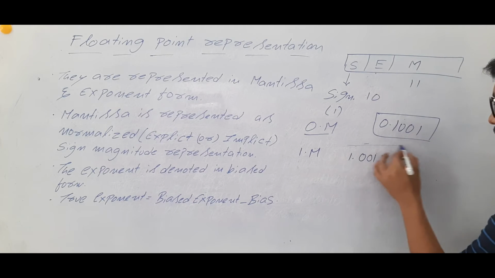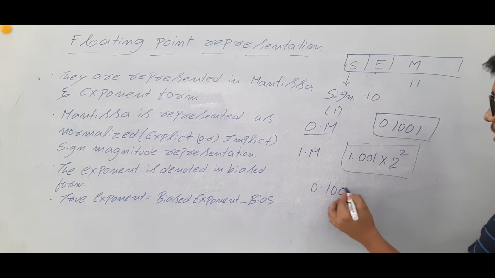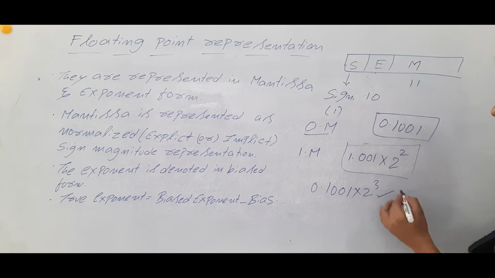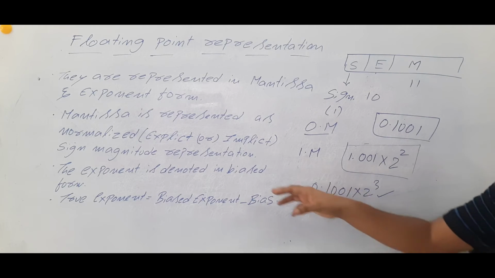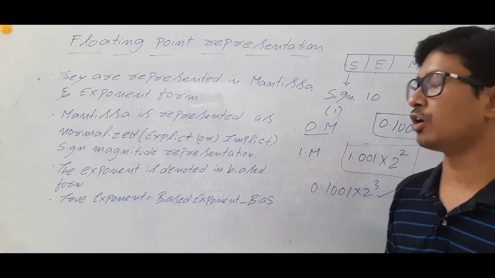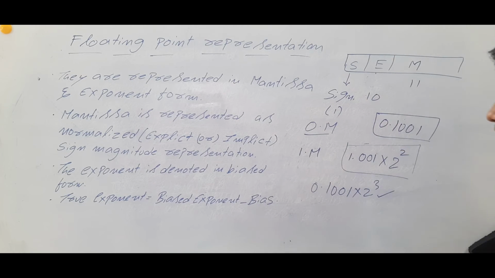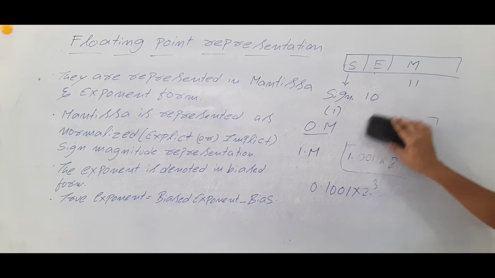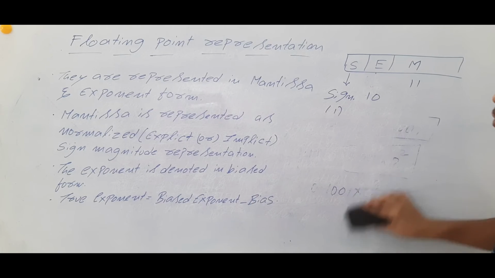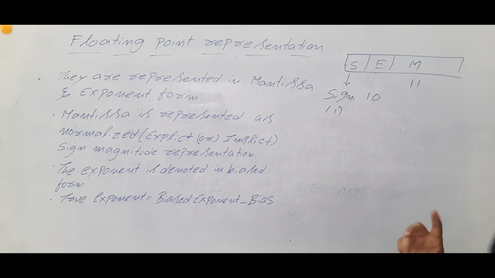So this is the way we will represent the explicit representation, and this is the way we will represent it in the implicit form. Are you able to understand? So that is what the explicit normalized and implicit normalized are. I hope you have understood how to represent a mantissa. Now we will discuss how to represent the exponent. The exponent is denoted in the biased form.